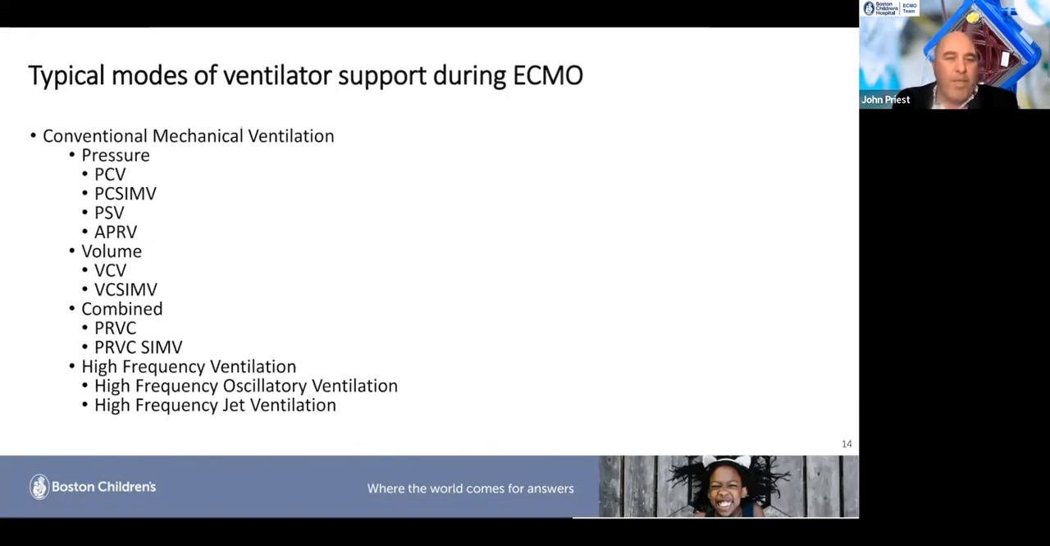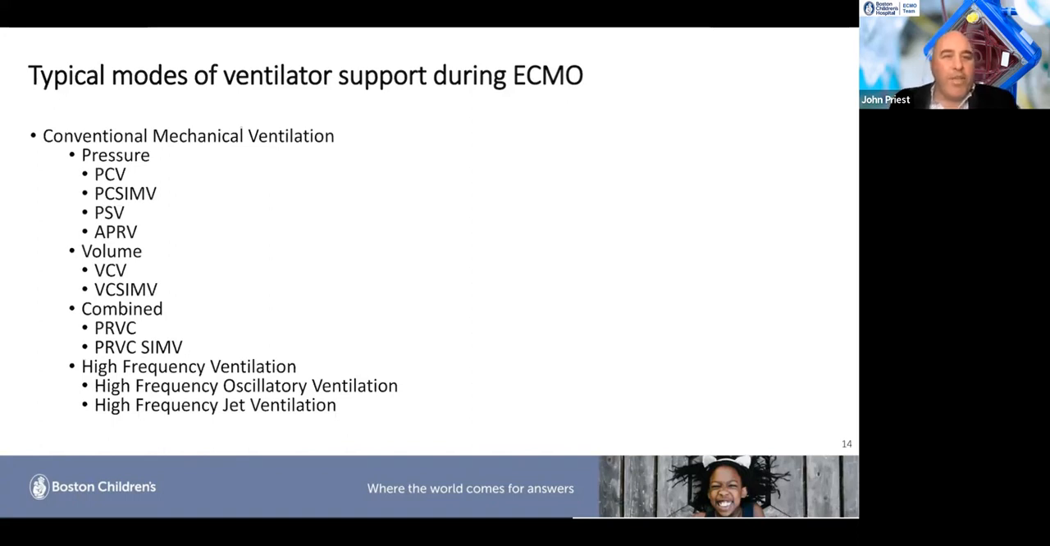And then not too common in the initial phases or even the middle phases of ECMO is high frequency oscillatory ventilation, high frequency jet ventilation, although sometimes these modes are used to push someone off ECMO. If there's one mode on this whole list that interests me the most, it is airway pressure release ventilation, which is APRV.